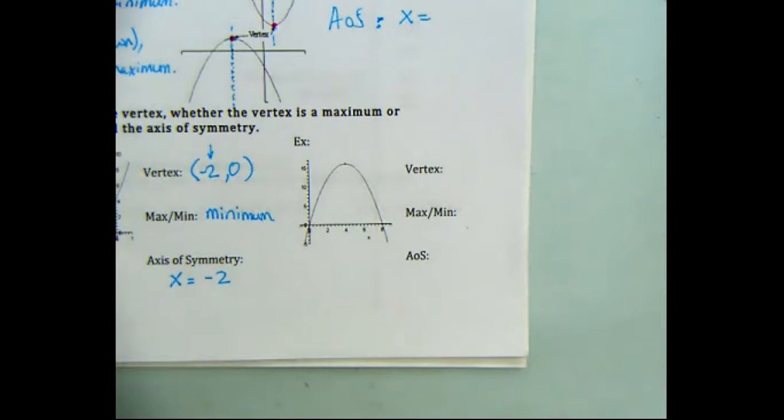When you're done with the example, in the chat, I want you to privately message me your answers. So give me the vertex, whether it's a max or min, and the axis of symmetry in the chat privately, please.